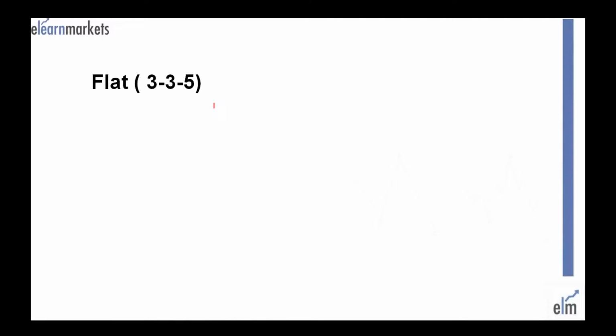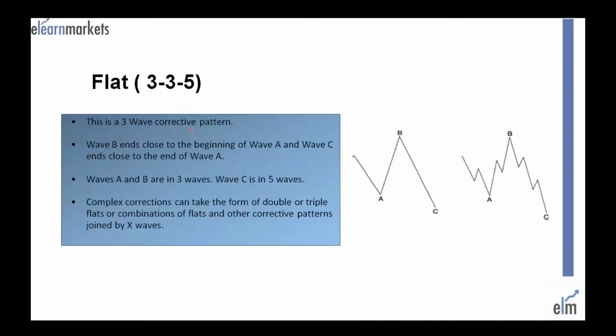Let's start the discussion about a flat, which has a 3, 3, 5 breakup. This is a 3-wave corrective pattern. Wave B ends close to the beginning of wave A and wave C. So this is where wave A ends, and wave B can end either close to wave A, or it can even pass the beginning of wave A and end higher.